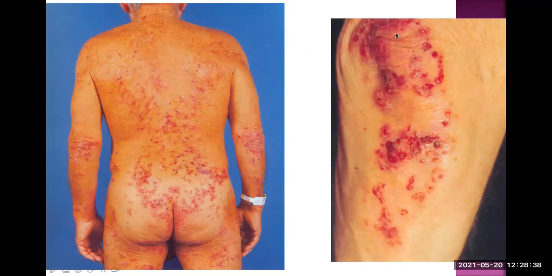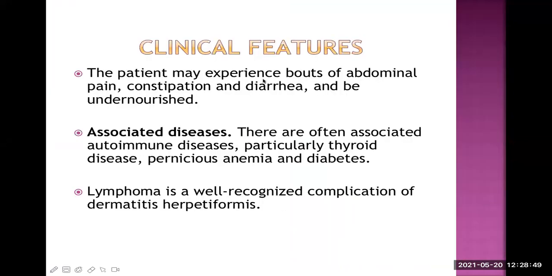See this? This is the back of the elbow. These are the ruptured type of blisters here, and a very erythematous base. The patient may experience bouts of abdominal pain, diarrhea, and the patient is undernourished. Rather than constipation, the patient is having diarrhea. Constipation may be present in the asymptomatic type of cases, but usually it is associated with diarrhea. Remember that, because celiac disease is associated there.